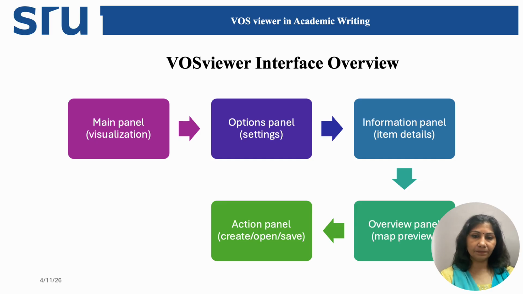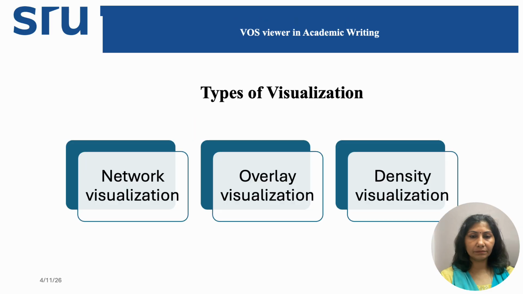Whichever you want to visualize, you will be providing the data, and a mini map can be provided for the visualization. And the action panel includes options to create, open, and save the map. We can create the map, we can modify the alignment, and you can save the map in the required format.